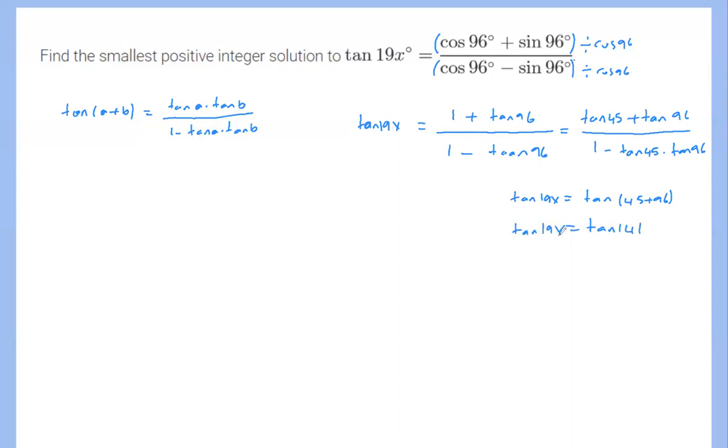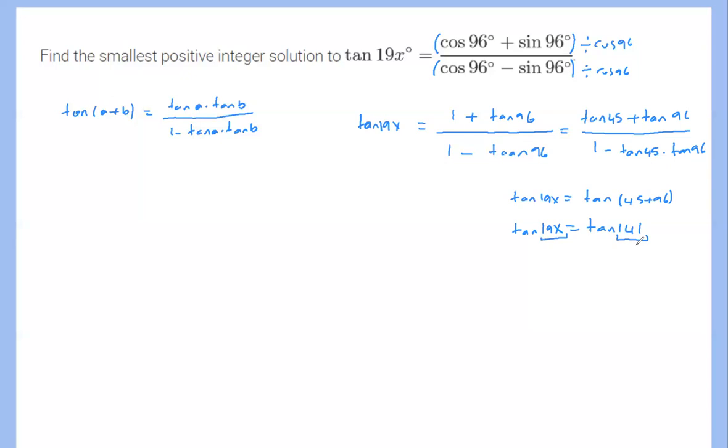If you were able to get to this point and got stuck right here, it is all good, because whatever we did so far was about using trig identities. After this, if you cannot finish the problem, that's okay, because we do have a bit of number theory involved. First things first, you can say tangent 19x is equal to tangent 141. The angles might be the same, and if they are equal to each other, their tangent values are equal.